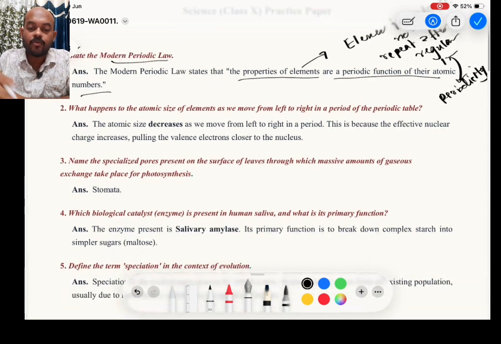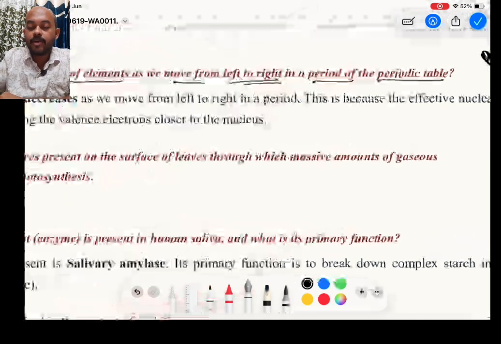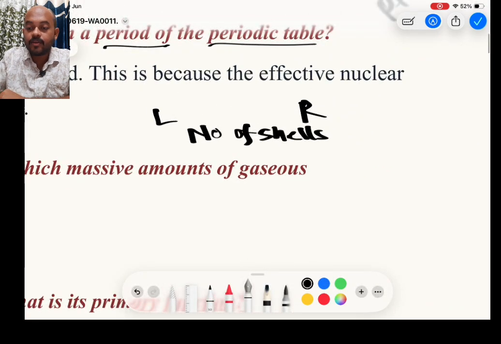Question number 2. What happens to the atomic size of the elements as you move from left to right in a period of the periodic table? So when you move from left to right in a periodic table, so what happens? The atomic number increases, but the number of shells remains the same. Remember, number of shells remains the same.